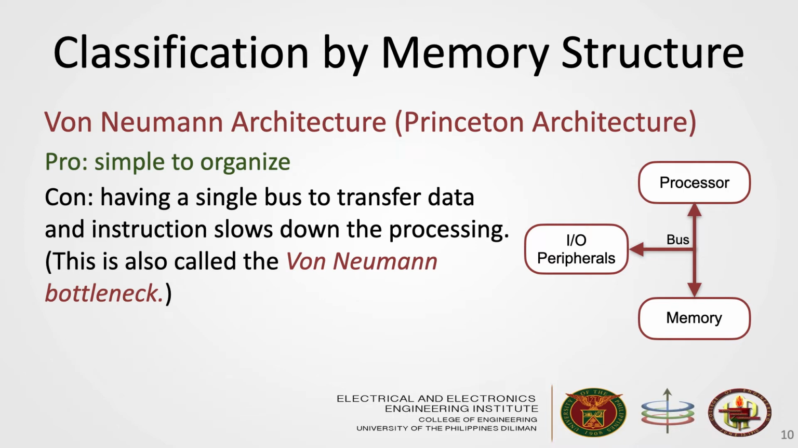What is good about this architecture? Well, since the architecture is simple, it is also simple to organize. What's bad about it? The single bus architecture makes it slow. Even if you make the processor and memories faster, data and instruction transfers still depend on that single bus, which is its bottleneck, the von Neumann bottleneck as they call it.